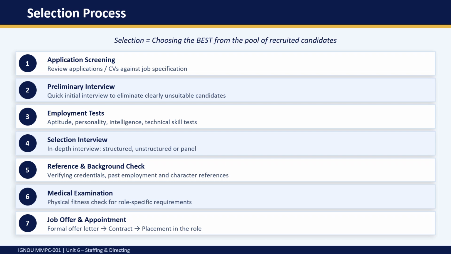more time. Then come employment tests, which may include aptitude tests, personality assessments, intelligence tests, or technical skill evaluations depending on the role. This is followed by the selection interview, the most important step, which may be structured with predetermined questions, unstructured and conversational, or conducted by a panel of interviewers. After that, reference and background checks verify the candidate's credentials, past employment history, and character.